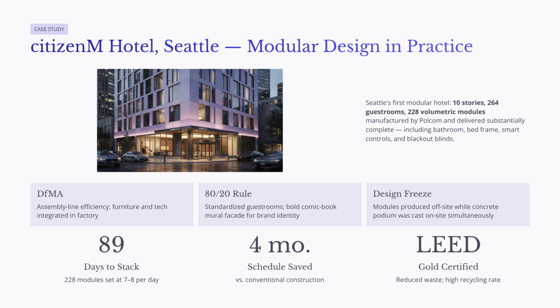The project also supported sustainability goals by reducing waste and achieving LEED Gold certification. Overall, the Citizen M Hotel shows how DFMA, standardization, change control, and interface coordination can work together to make modular construction faster, more predictable, and more efficient.